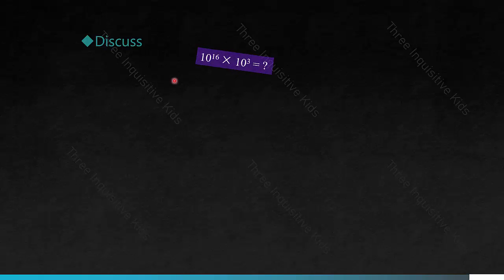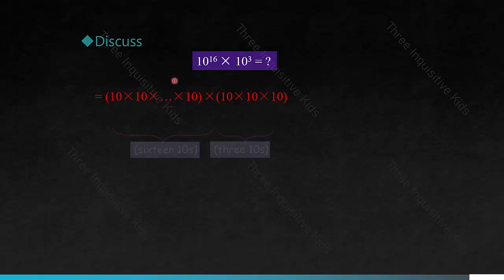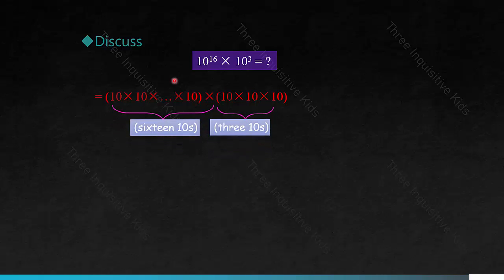Discuss. What is 10 to the 16th power times 10 to the 3rd power equal to? So please pause this video and try to figure it out yourself first. Now let's look at the solution together. So in the front, it's 10 to the 16th power. So there are 16 tens multiplied together. And then in the end, there are 3 tens multiplied together because it's 10 to the 3rd power.